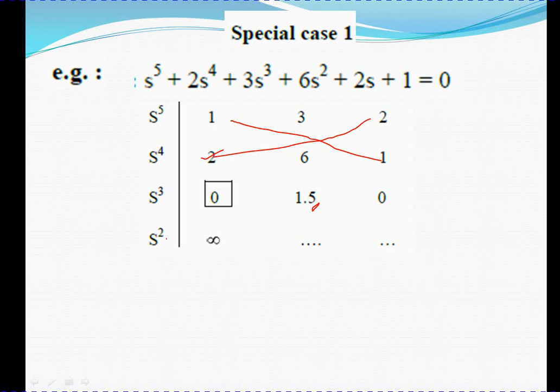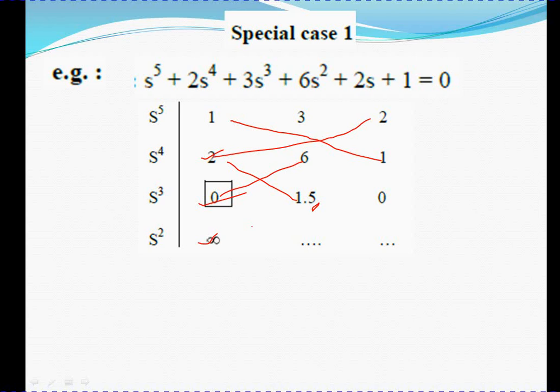Now if I want to calculate the s^2 row, what will be the first term? We need to use the s^3 and the s^4 rows. So the calculation will be 6 into 0 minus 2 into 1.5, divided by 0. Division by 0 is an indeterminate form, or it will be infinity. So here the Routh array breaks.